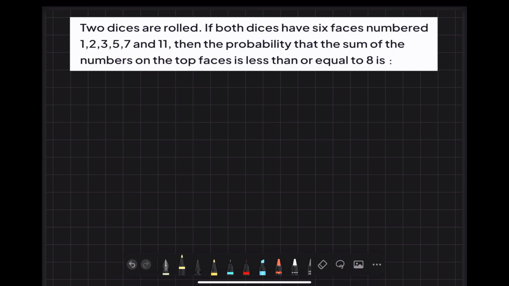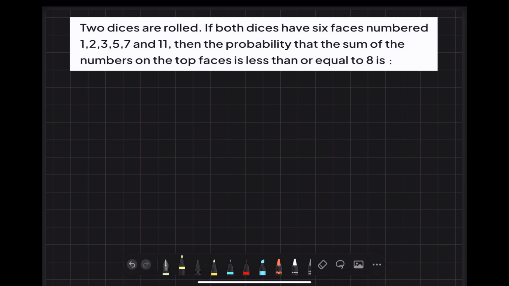So, we got a wholesome new problem which says two dice are rolled. So we have to roll two dice, which means the total number of sample space, if each has six faces, would be 6 to the power 2, which is 36.